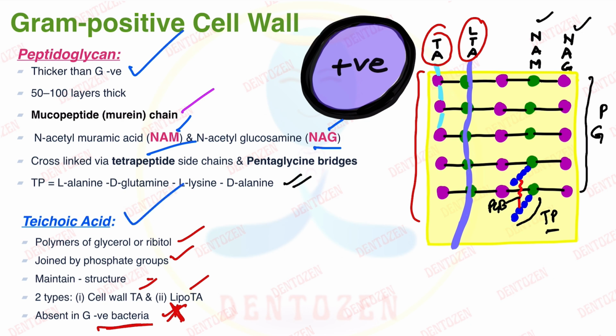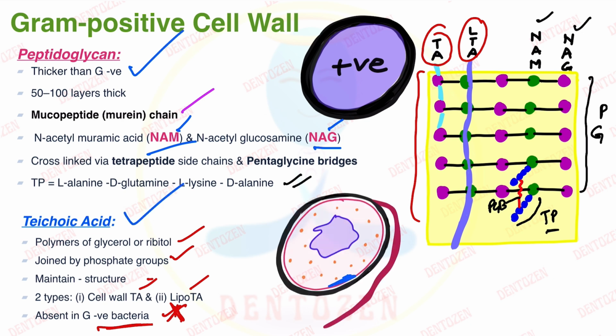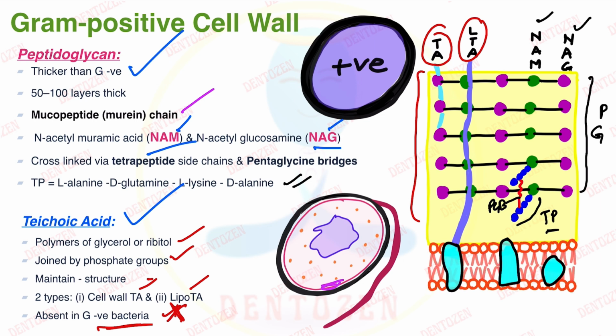Now, inside of the cell wall, there is a membrane which is called the plasma membrane, which is like this. In between the plasma membrane and the cell wall, we have a space which is called the periplasmic space.